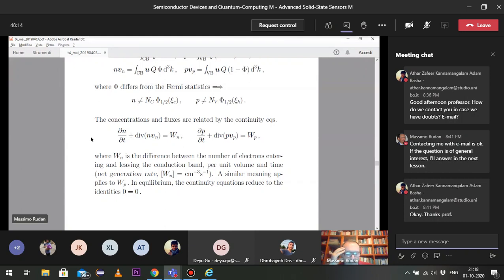Assume that instead of talking about particles, we talk about students. And we are considering the students that are in a classroom, okay? And then we want to measure the variation in time of the students that are in the classroom.